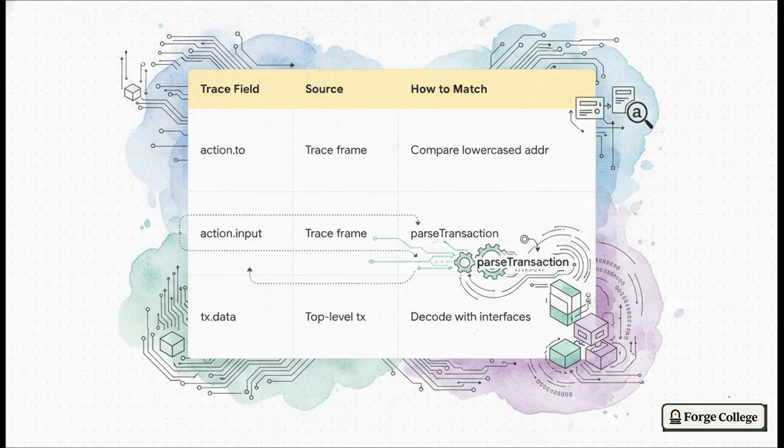Looking at this engineering chart, we use a pretty flawless matching system. For the action.to field coming from the trace call frame, we compare it against our decoded target. And you absolutely must remember to normalize this to lowercase addresses. Then action.input gets passed right into parseTransaction. Meanwhile, the top-level tx.data is decoded directly with our interfaces.